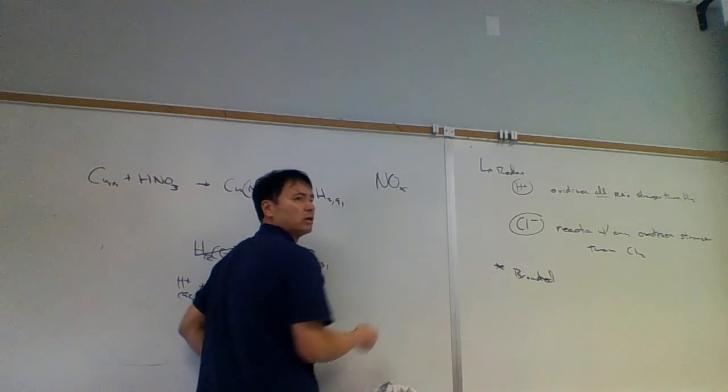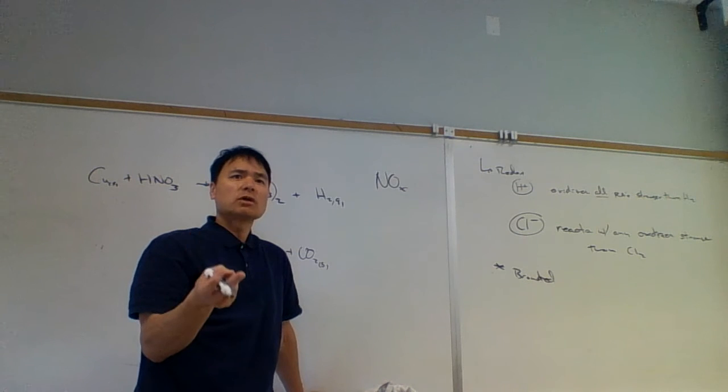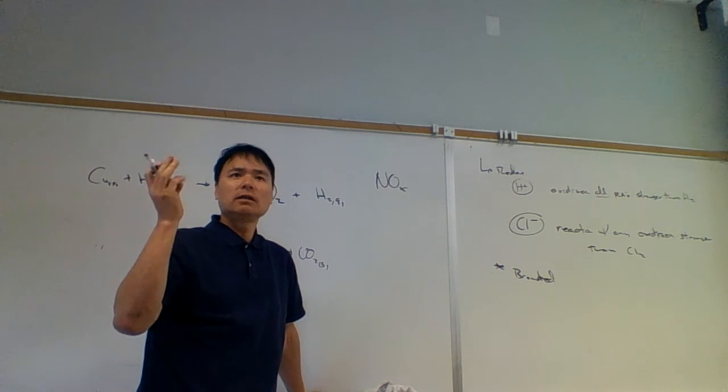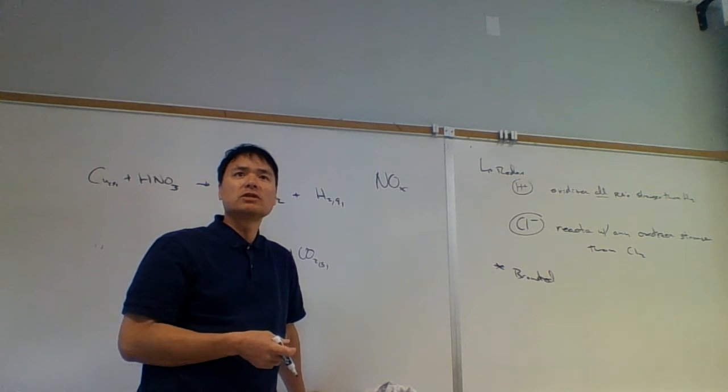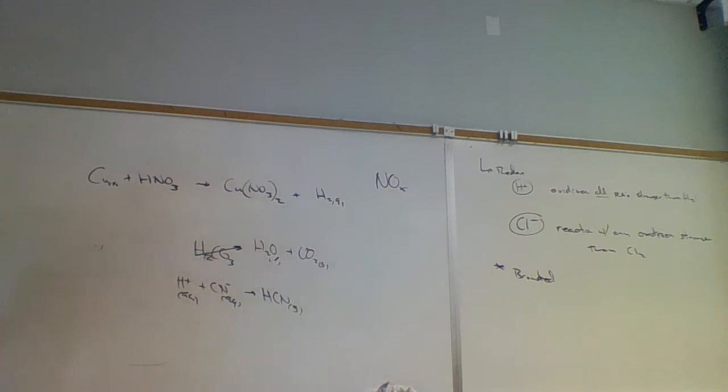Now, which NOx are we going to form? Do you remember what NOx were? We had nitric oxide, dinitrogen monoxide, nitrous oxide. We had a whole bunch. Nitrogen dioxide. Do you remember that? A while back. And so why? Because nitrogen is variable charge. The charge ranges all the way from -3 to +5. And so which one we form, I don't know. It depends on the conditions.